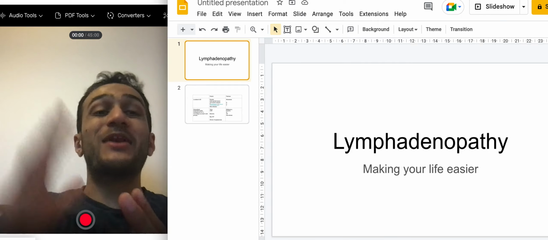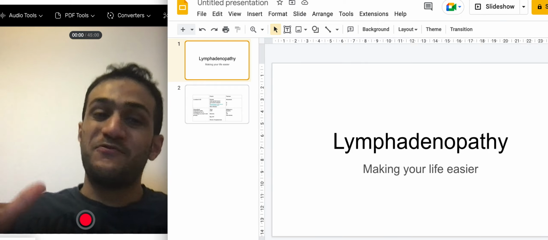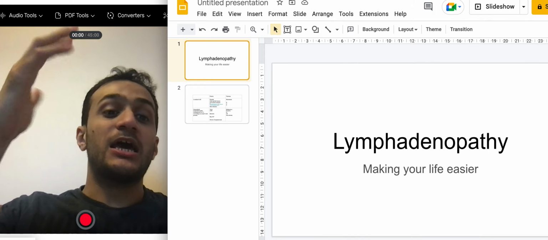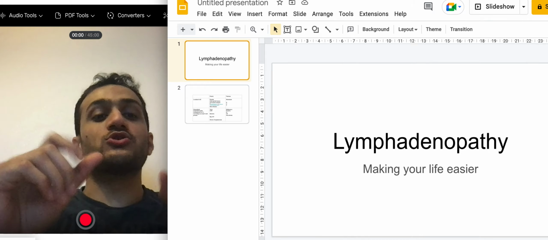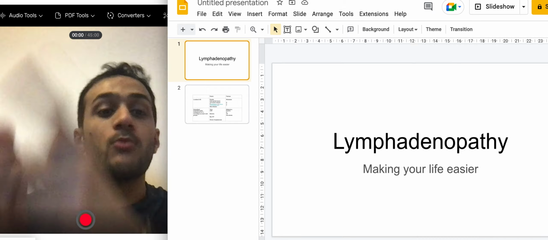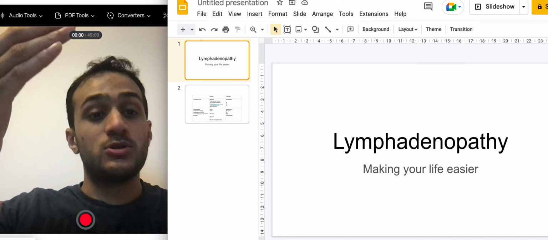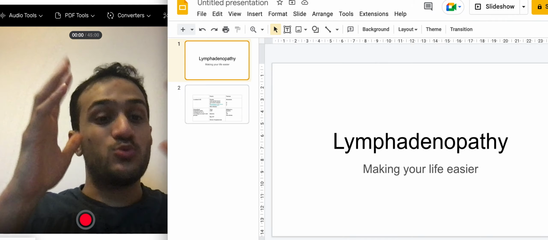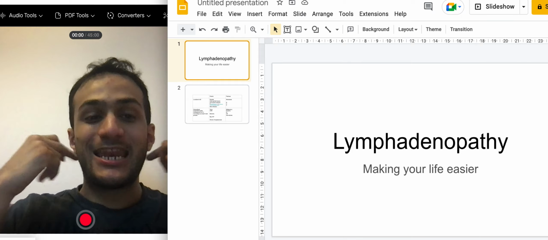Today we're going to be speaking about lymphadenopathy. Lymphadenopathy is a very difficult disease because you always need to know whether the lymph nodes are soft or hard, are they mobile or not mobile. Is it acute? Is it chronic? Is it one lymph node or multiple lymph nodes? It's really tricky in all the locations: head, neck, axilla, inguinal.